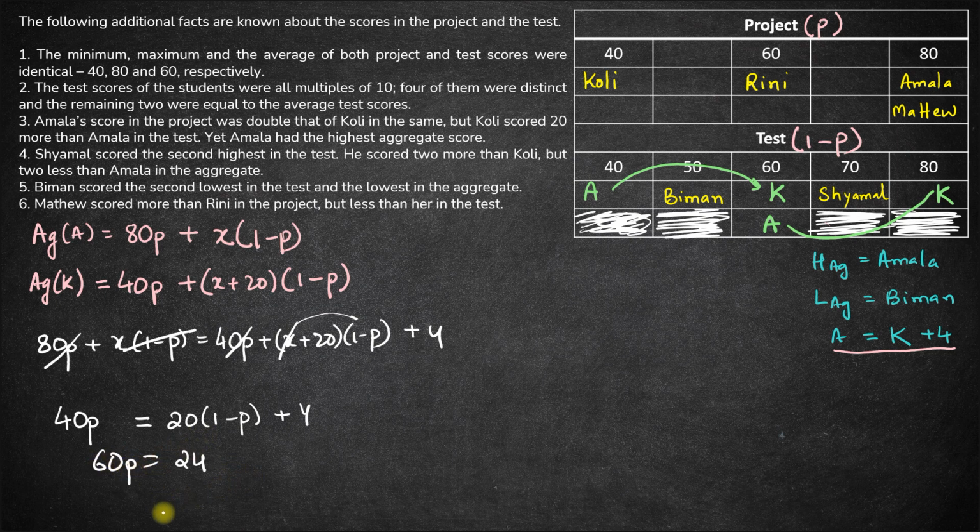Okay. So from here P comes out to be 24 by 60. Divide by 12, 2 times, divide by 12, 5 times, 2 by 5 is 0.4. So this effectively means that the weightage of project is 0.4, right? So weightage of test will be 1 minus 0.4, that is 0.6. Cool. Now we can calculate the aggregates of A and K, but still we don't know X, so we'll hold our horses for the time being.